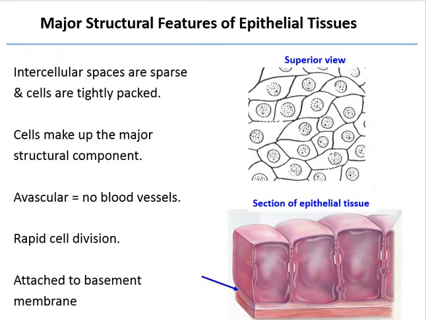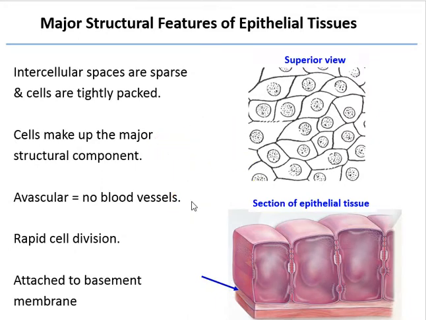Before we go on, let's review some of the major structural features of epithelial tissues. Epithelial tissues are characterized by very little material between the cells, so the vast bulk of the tissue is composed of cells. As we can see here, there's a couple of images of epithelial tissues. That's a side cut view, and that's a superior view there. And what's evident is that the vast bulk of the tissue is composed of the epithelial cells. There's very little else between them. The cells are the major structural component.